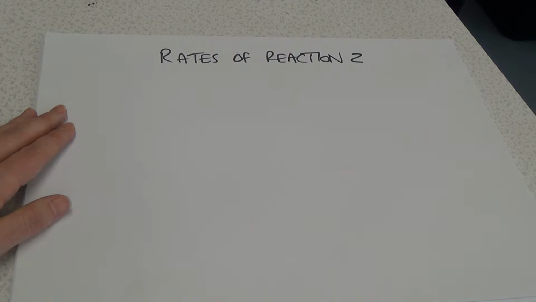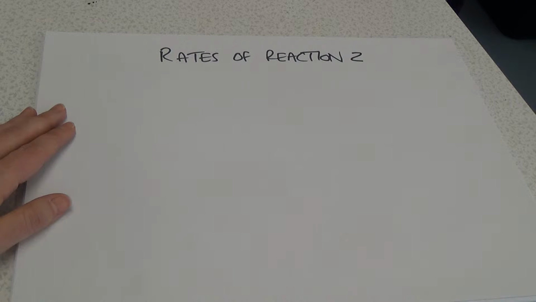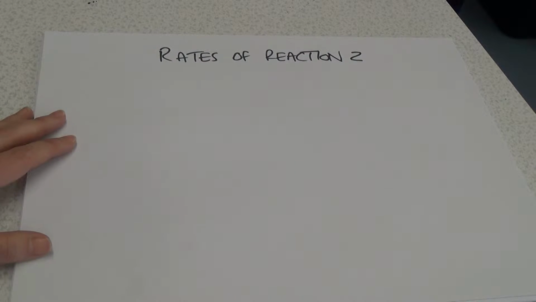Okay, this video links to the second part on your mind map for C3, which is rate of reactions 2. When we talk about rates of reactions, as we said in the first video, it's all about how fast the reaction is proceeding, how much product is maybe made in a certain amount of time. When it comes to the second part, we need to start looking at graphs and start explaining why different factors affect rate.